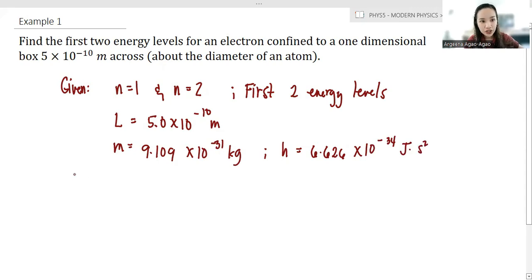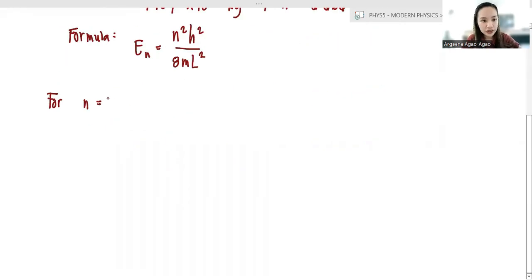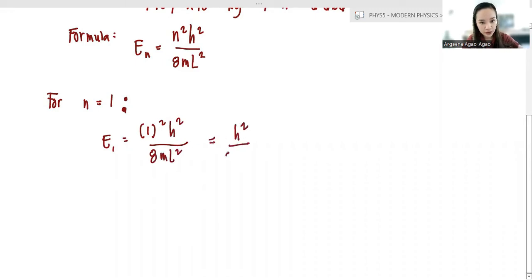Now, to look for your energy level, we have the following formula, that is E sub n equal to n squared h squared divided by 8 times your mass times your length squared. So first we will solve the energy for n equal to 1. We have E sub 1 equal to 1 squared h squared over 8 m L squared, or this is just your h squared over 8 m L squared.